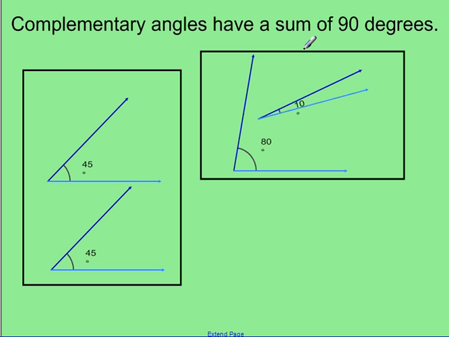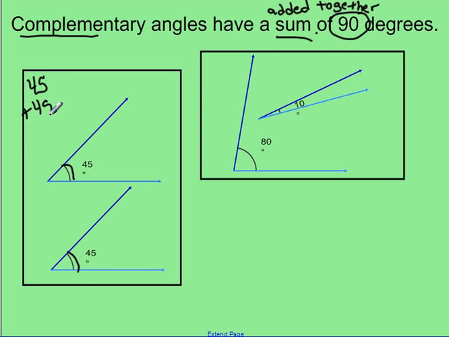Next, complementary angles. You've heard this term before. You should be fairly familiar with it. Complementary angles have a sum of 90 degrees. Sum means when the angles are added together, they add up to equal 90 degrees if you have complementary angles. So here's two different examples. I want you to draw both of them. One is a 45 degree and a 45 degree angle, which of course if you do 45 plus 45, they add up to equal 90 degrees.